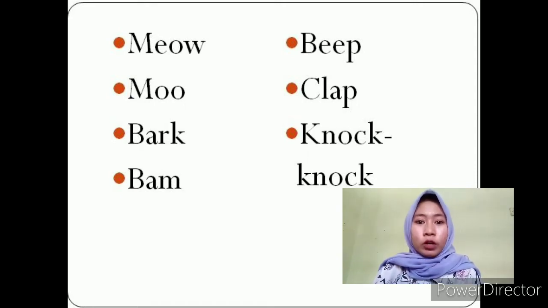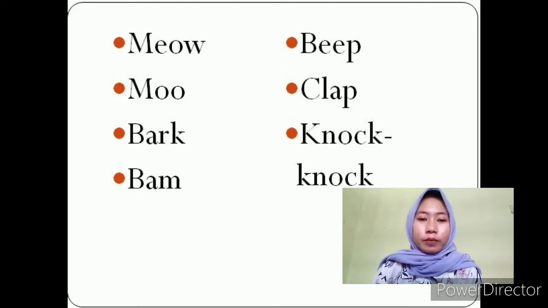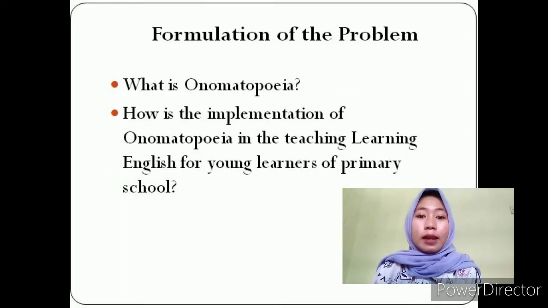These words can be found easily in the daily life of young learners. The young learners can understand what the meaning of those words. For example, meow. The young learners understand that meow refers to the cat that sound like meow. For another example, knock knock. Knock knock is the reverse to someone who knocking the door. The young learners will easily understand those words, even those words is in English.